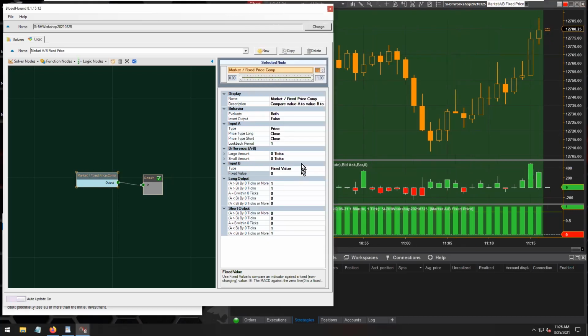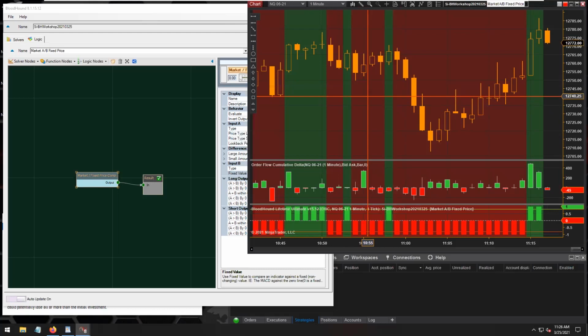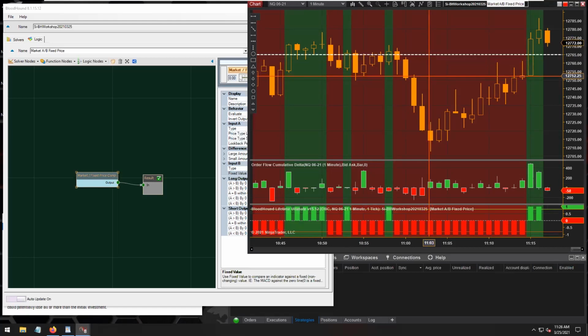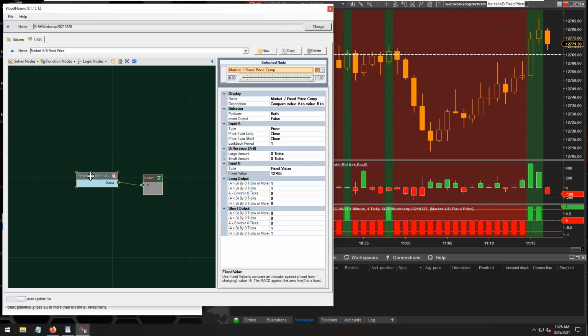12,765. There, I put in 12,765 as my fixed price, and let's put a horizontal line on that. There we go. So we can see if the bar close is above our line, or that price that I've marked, we're going to get a long output. And if the close of the bar goes below that price value, we're getting a short output. So there you go.